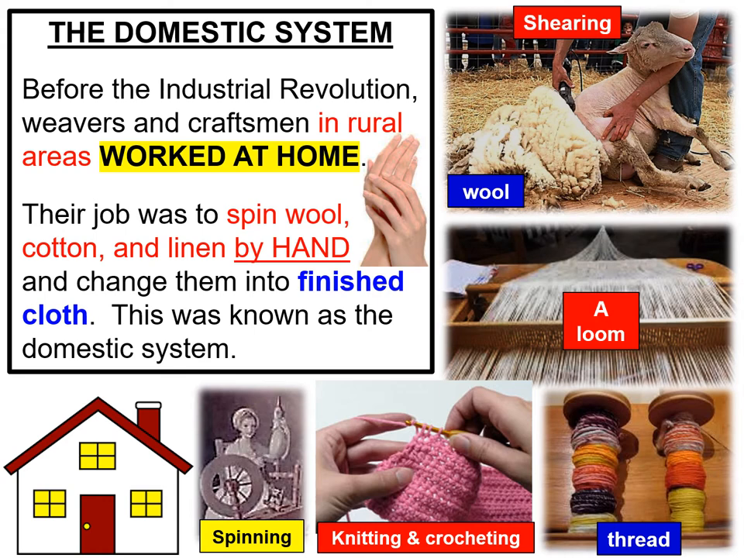Okay, so you're spinning wool, and wool comes from a sheep through shearing. If you take a look at the top picture on the right, you'll see it's like a sheep getting a haircut. Okay, so you take the wool, and that could be used to make thread.